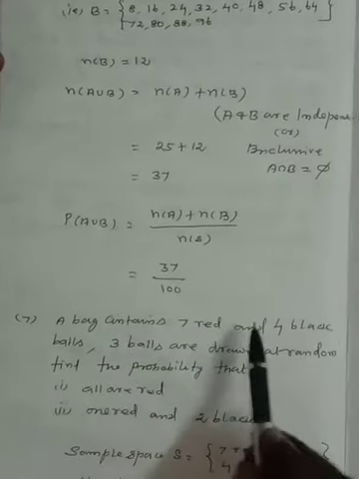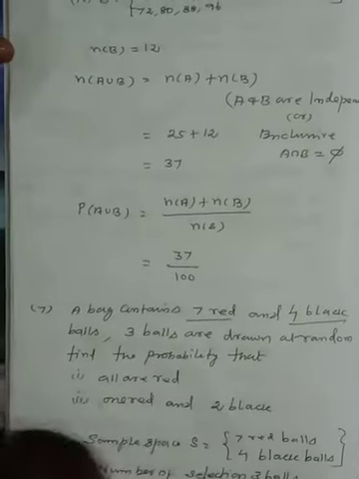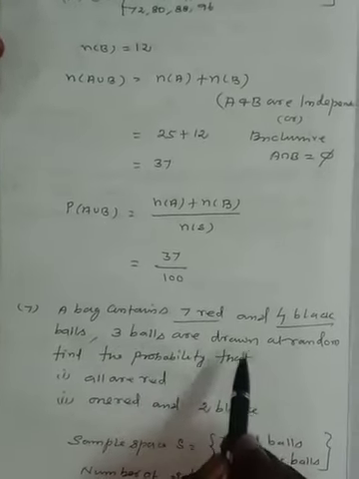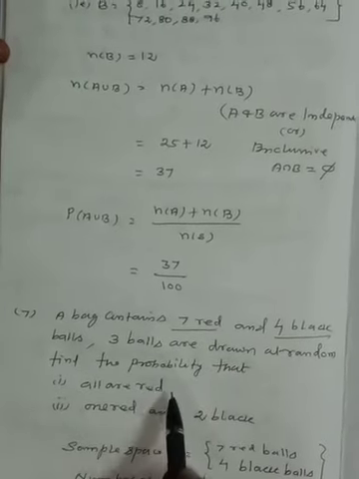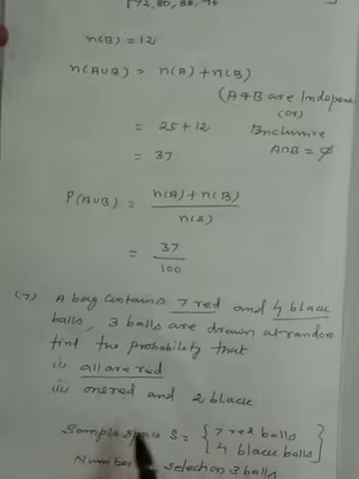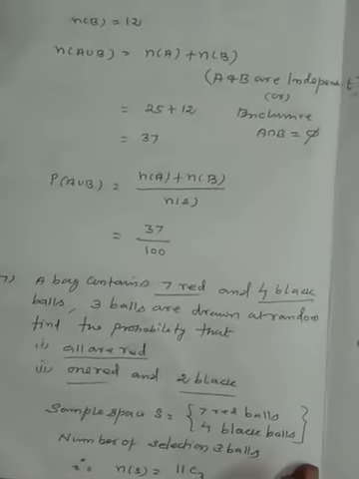Next, sum number 7. A bag contains 7 red balls and 4 black balls. 3 balls are drawn at random. Find the probability that number 1, all are red. Number 2, 1 red and 2 black balls.